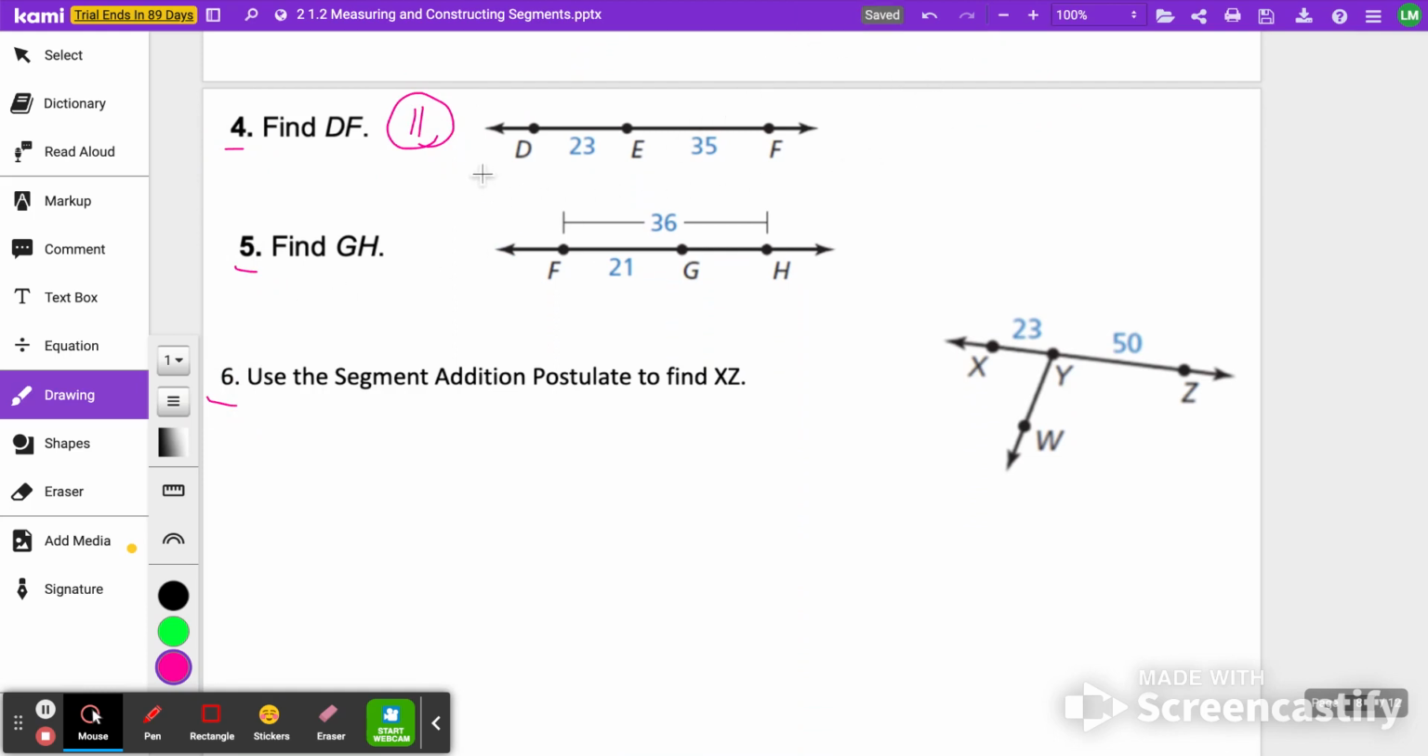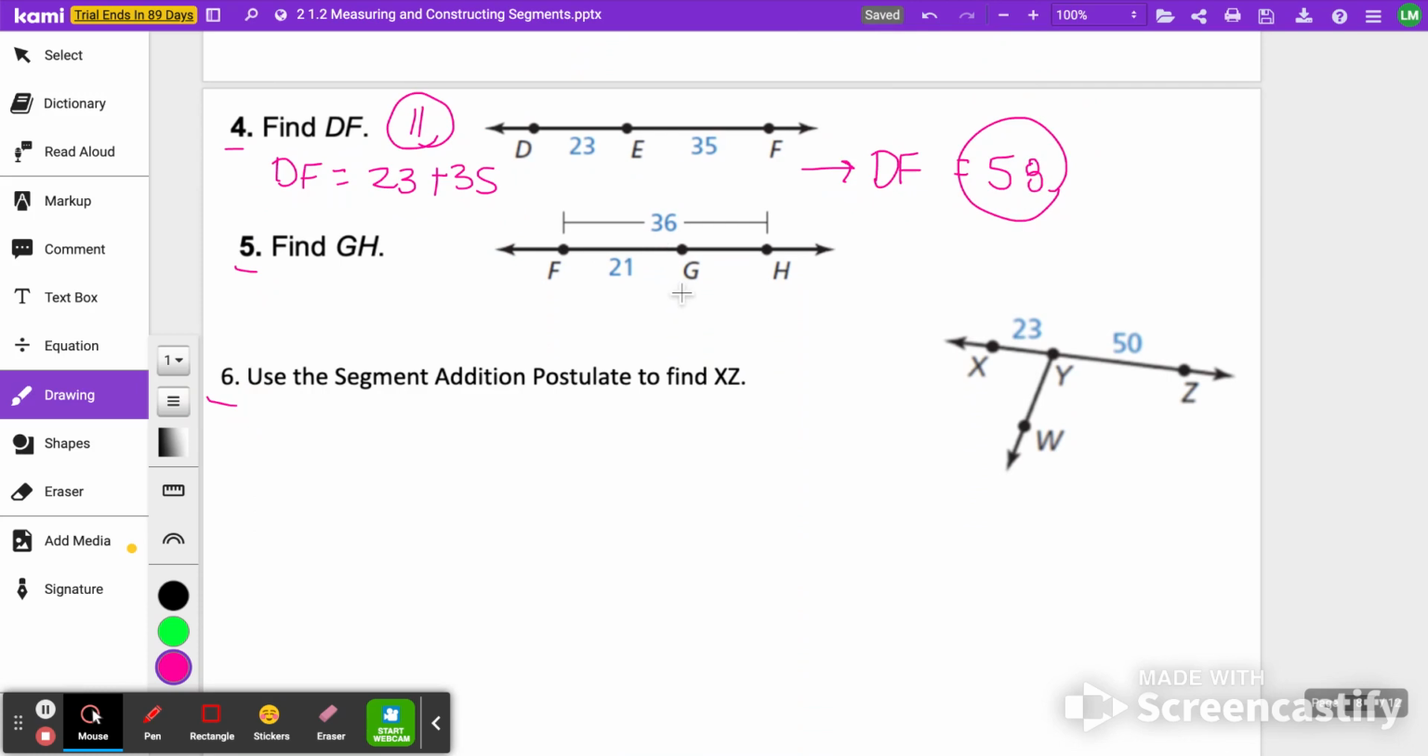All right, DF. In order to find DF, all we need to do is add DE plus EF. So that'd be 23 plus 35. Really, that's all it is to it. There's nothing crazy about this. So DF, I'm going to write it over here, got a little more space, is equal to 58. Okay.